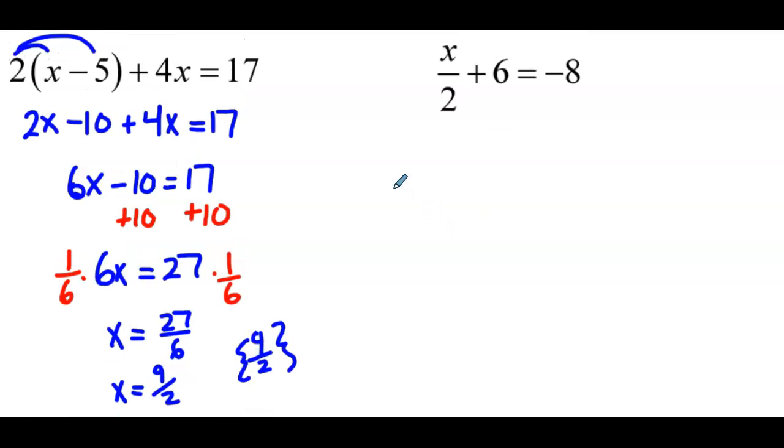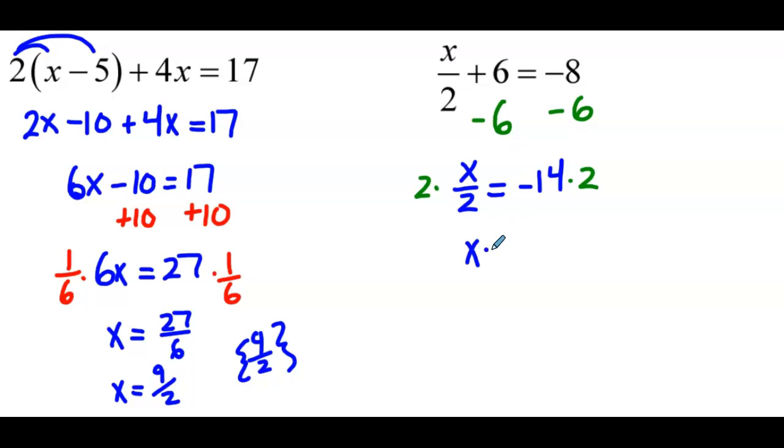Our next example, x divided by 2 plus 6 equals negative 8. So we'll start by subtracting 6 from both sides of the equation. That's going to leave us with x/2 equals negative 14. We'll multiply both sides of the equation by 2. x equals negative 28. Or in our bracket notation, negative 28.